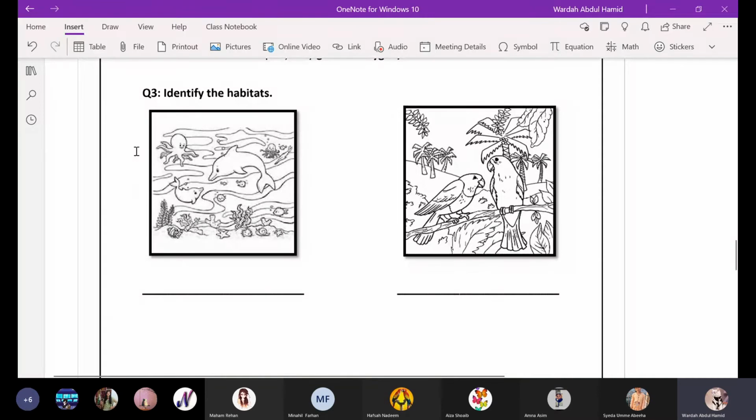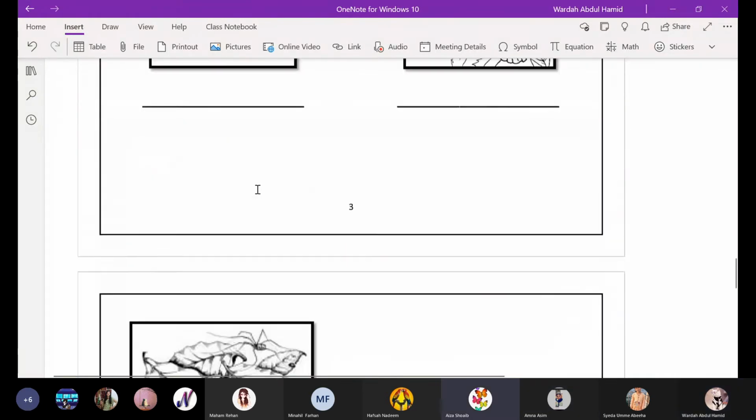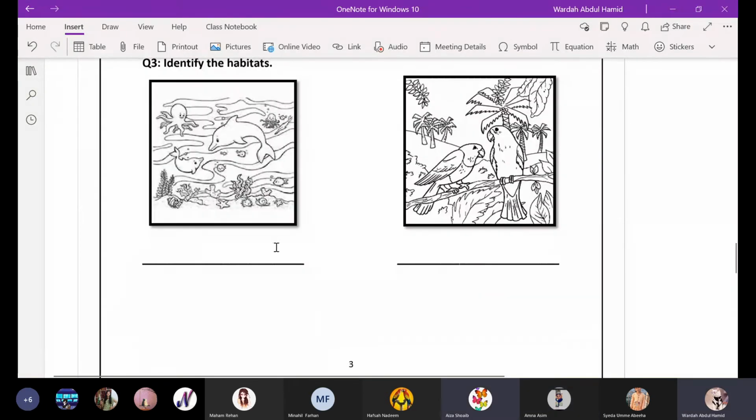What kind of habitat is it? Marine life, or you can say aquatic environment, marine life, or sea life. All of you can use all of these words. What about the second one? Forest life. Forest, yes, you can say forest. You can say garden. Teacher, can I write oceans in the first one? Yes, you can. Ocean habitat.